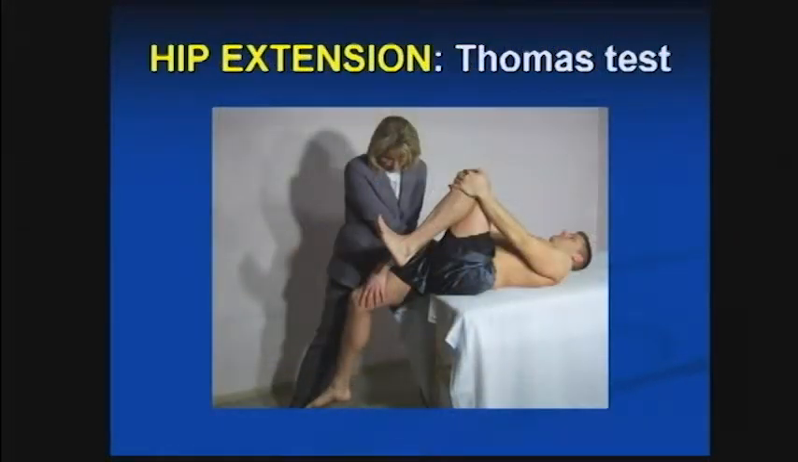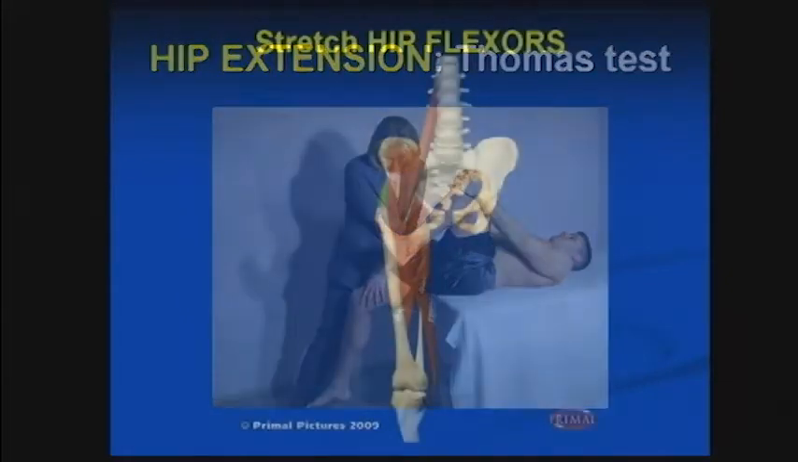This is another position to get hip extension. It's called the Thomas test. See, I have the hip and knee flexed on one side, left side, but here I'm stretching the right side in this gentleman, hanging the leg off the table. Of course, this assumes I have a very sturdy table to work on.